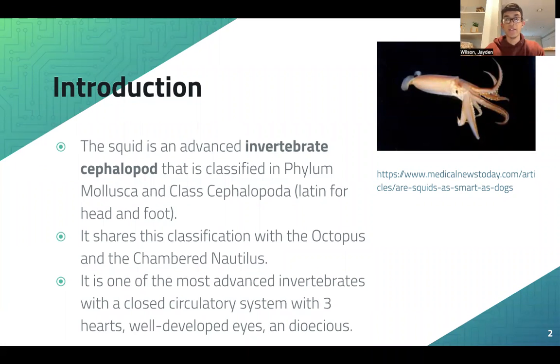This is Latin for head and foot, with cephala meaning head and poda meaning foot. It shares this classification with the octopus and the chambered nautilus, very similar organisms just by looking at them. And like I said, it's one of the most advanced invertebrates with a closed circulatory system with 3 hearts and well-developed eyes, and they are dioecious.